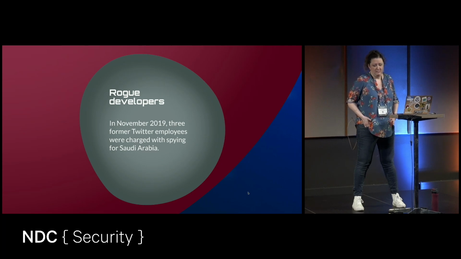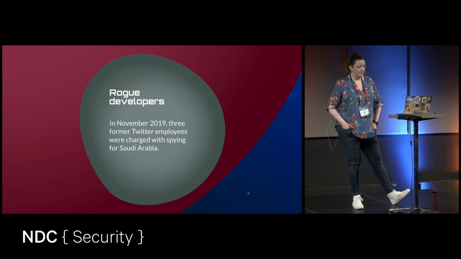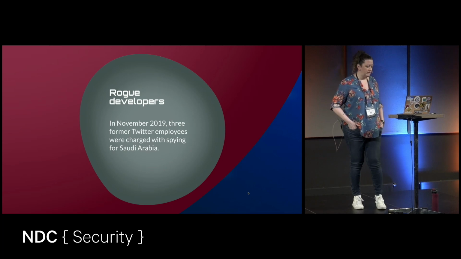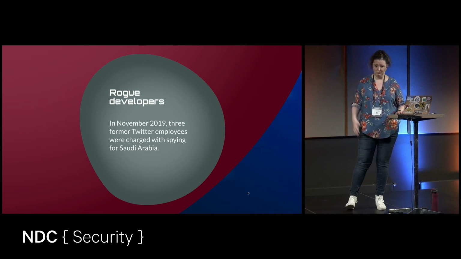Another thing that's obviously going to hide from your tools is rogue developers or rogue employees of any kind, really. Not much you can do about that. This is a slightly older example, but in 2019, there were 3 Twitter employees that were actually charged with spying for Saudi Arabia. They were looking at protected tweets of political enemies of the state, if you will.